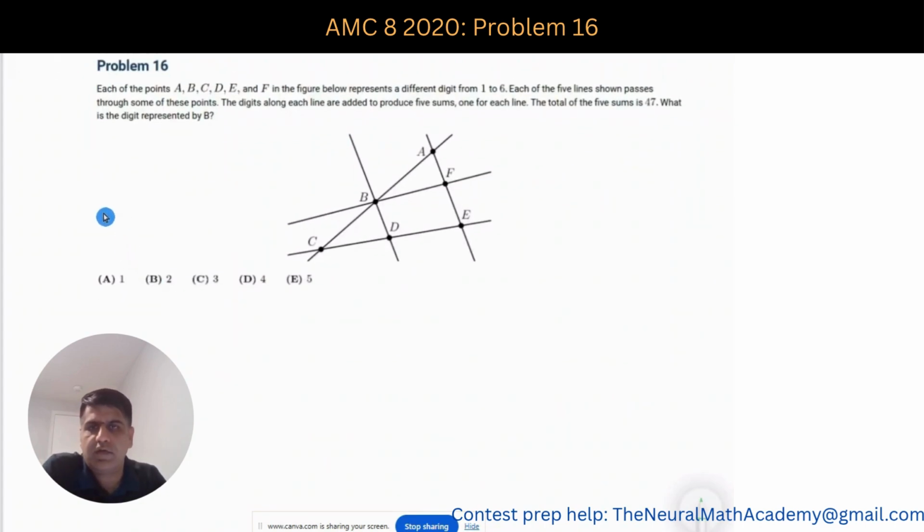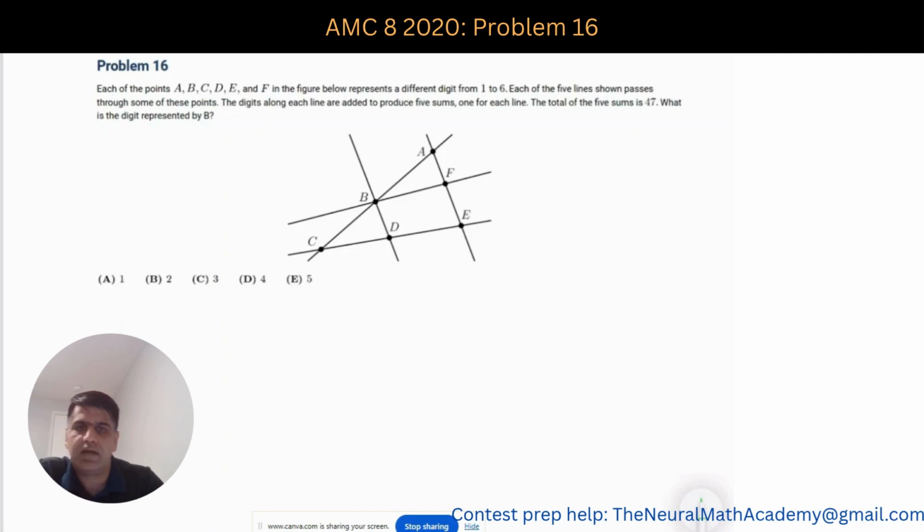Okay, so now let's look at problem 16, where we are given this diagram, and it mentioned that each of the points A, B, C, D, E, and F in the figure below represents a different digit from 1 to 6. Each of the 5 lines shown passes through some of these points. The digits along each line are added to produce 5 sums, one for each line. The total of the 5 sums is 47. What is the digit represented by B?